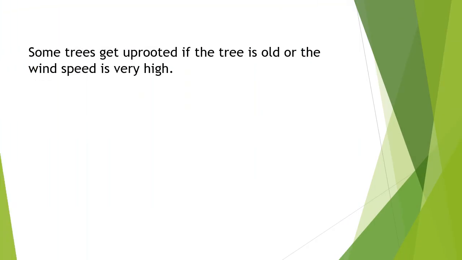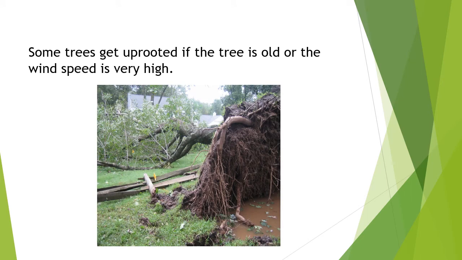Some trees get uprooted if the tree is old or the wind speed is very high. Have you all seen when it rains very heavily or when there is wind in the rainy season, some trees get uprooted? Why do they get uprooted? Either if they are old or the wind is at a high speed.